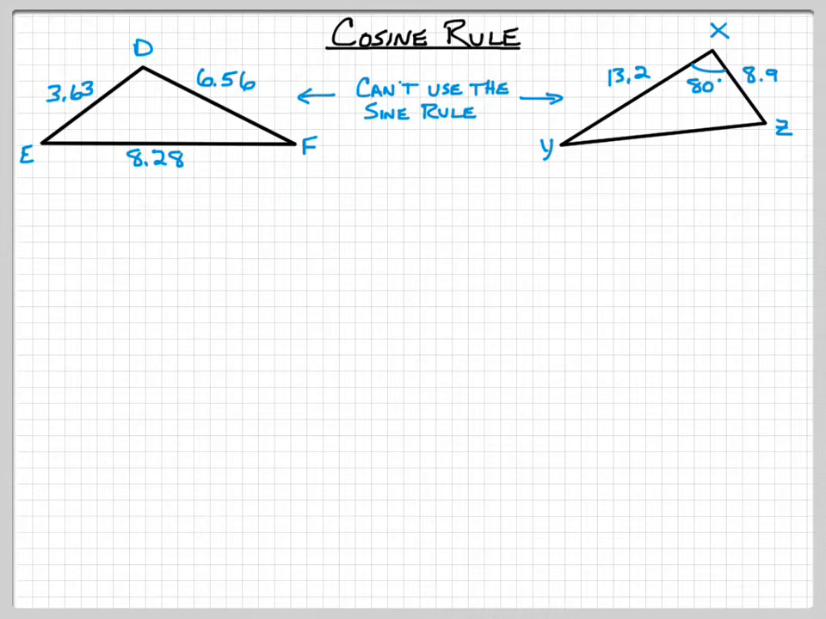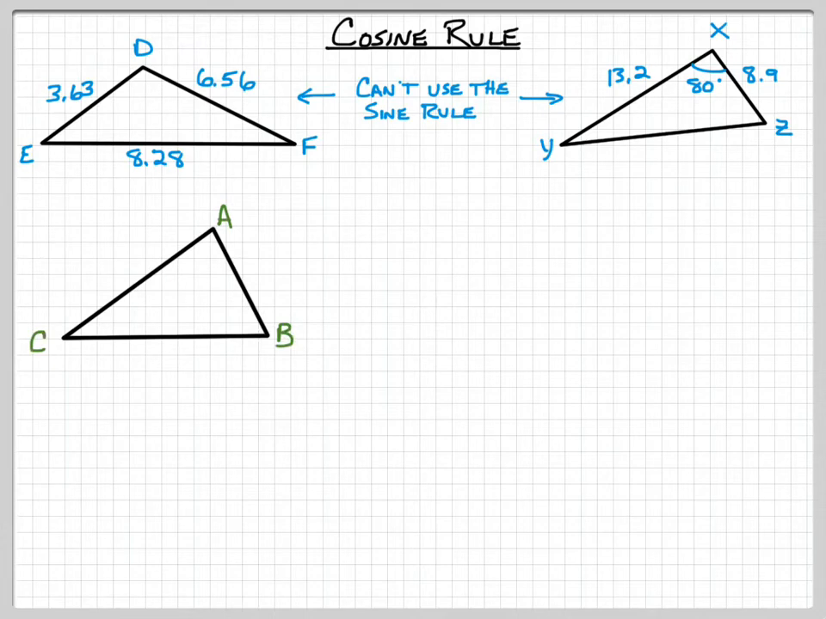So we don't have enough information to use the sine rule, so we've got to come up with something else, another way to find missing angles and missing sides. What we're going to do is create the cosine rule, and we're going to do that from a similar triangle like we used when we found the sine rule. We've got triangle ABC.